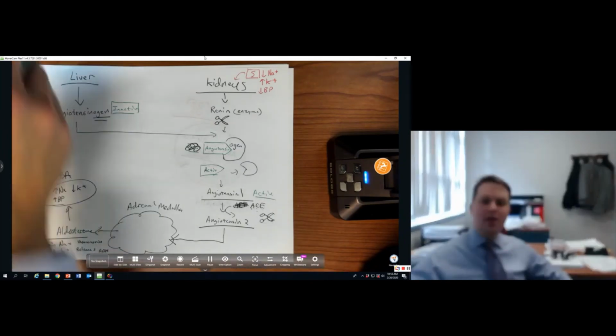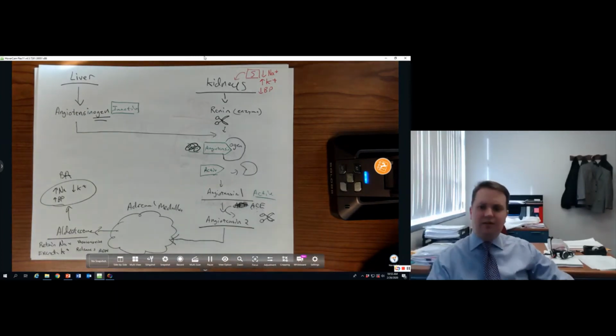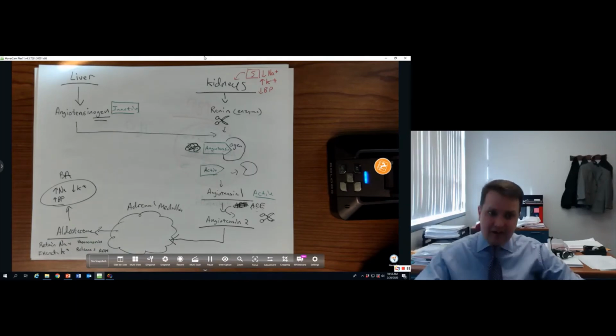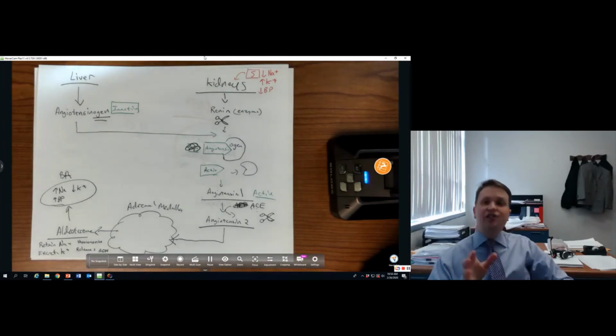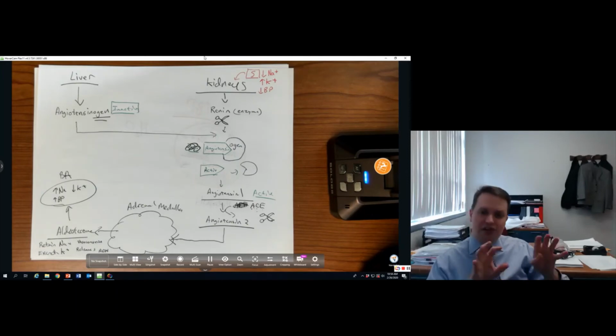Okay, so what you're going to see is this mechanism, this pathway here. I want to help you guys understand it by drawing this out. This is huge. You're going to see this in patho. You're going to see this in pharm, especially pharmacology. You have to understand it, okay? So if you can draw this out and understand it.